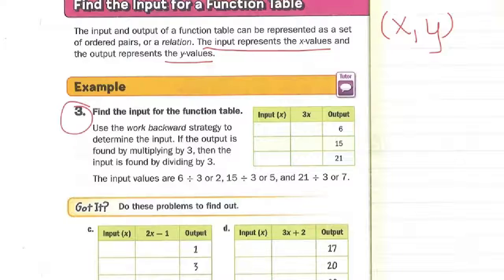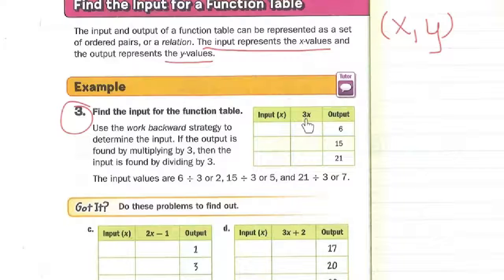So let's take a look at this example. Find the input for the function table. The output is 6, 15, and 21. The rule is 3x, meaning 3 times something equals 6. You can use the work backward strategy to determine the input. If the output is found by multiplying by 3, then the input is found by dividing by 3, because dividing is the opposite of multiplication.